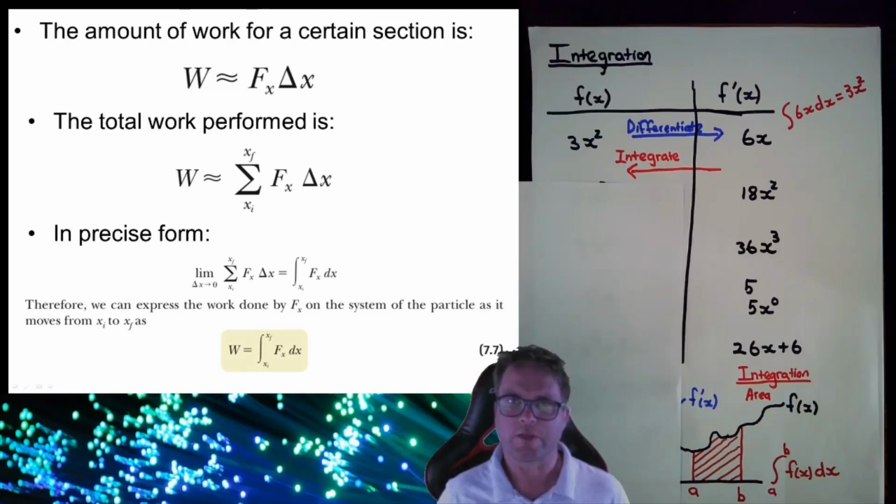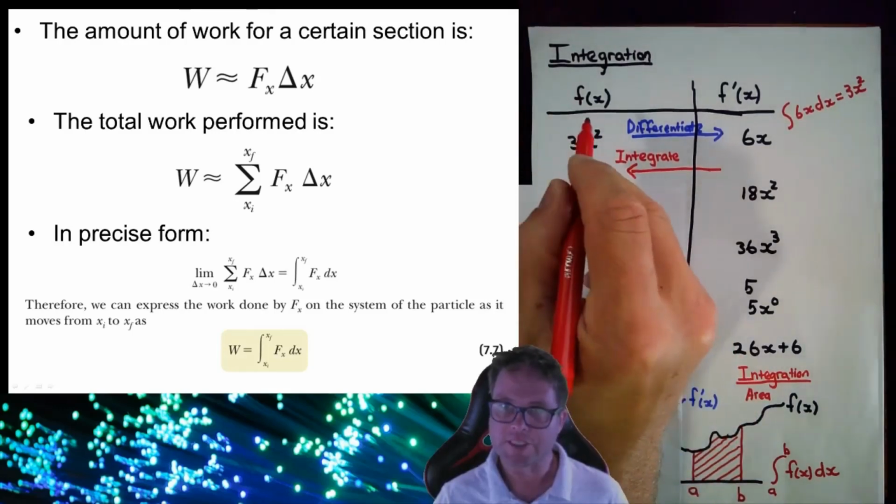Integration is a tool that we use in physics to calculate areas, and in fact it's a topic that you'll cover in great detail in maths. But for me it's interesting to just teach you a little bit about integration and give you the background so that you're able to use it as a tool for the physics that we want to do.